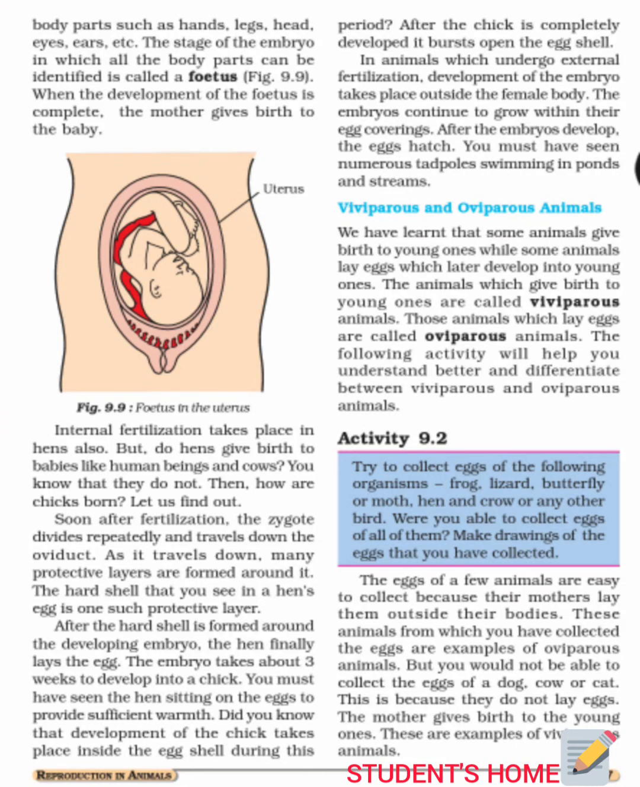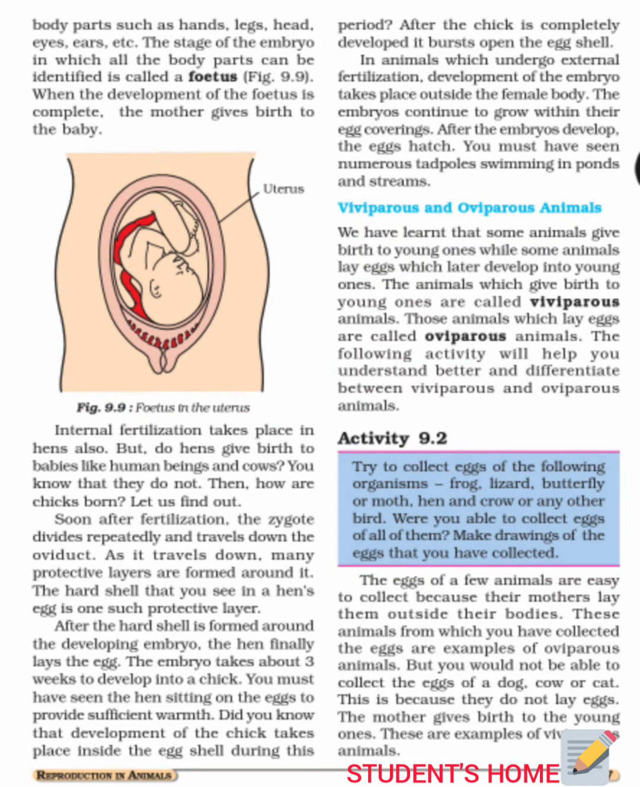Internal fertilization takes place in hens also, but do hens give birth to babies like human beings and cows? No. Soon after fertilization, the zygote divides repeatedly and travels down the oviduct. As it travels down, many protective layers are formed around it. The hard shell that you see in a hen's egg is one such protective layer.